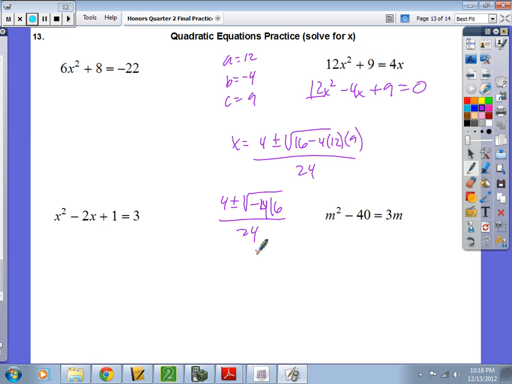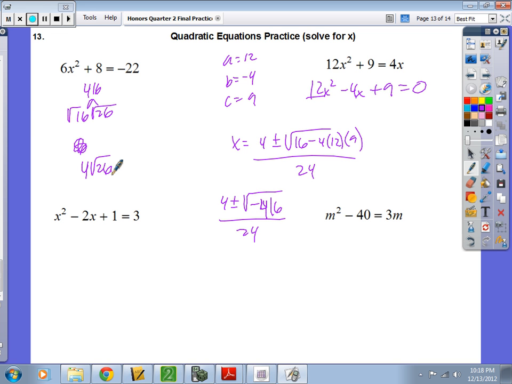Okay, 416, there's got to be something that comes out of 416. If I break it up, 416 divided by what? Divided by 16. Sweet, 16 and 26. And I don't think anything's going to come out of 26. So check this out. I'm going to go square root of 16 times square root of 26. Square root of 16 is going to be 4 times the square root of 26.